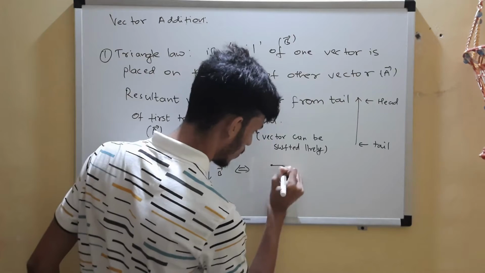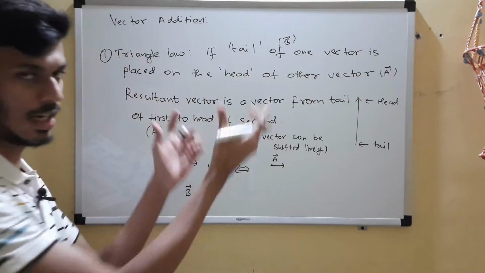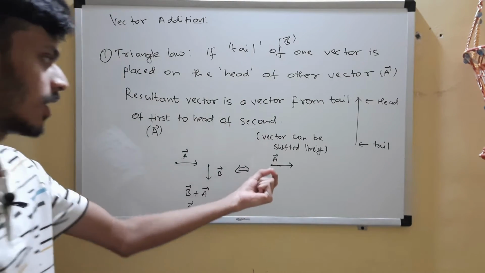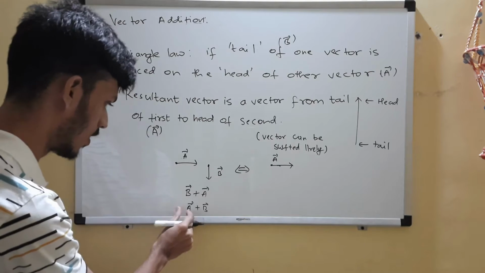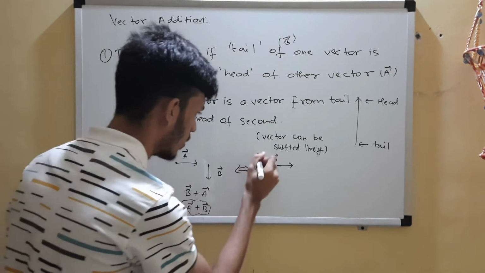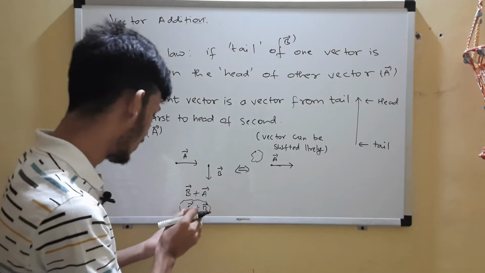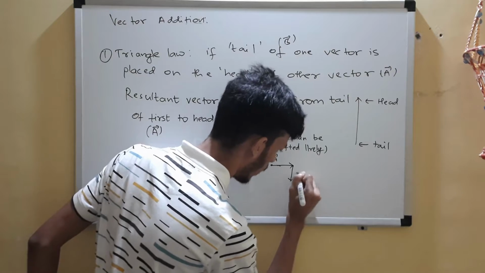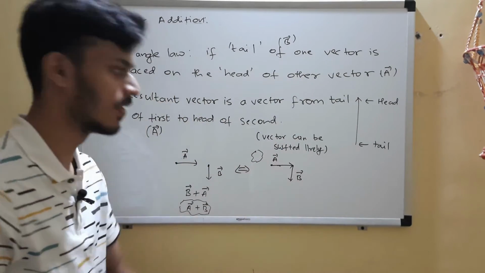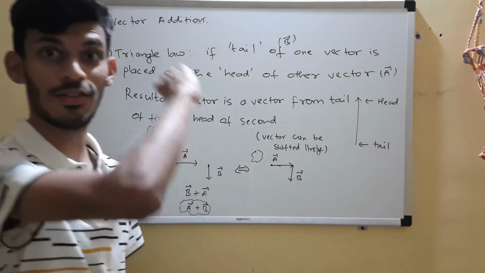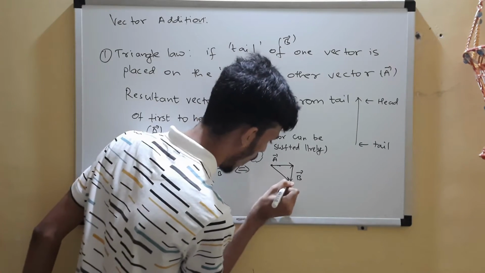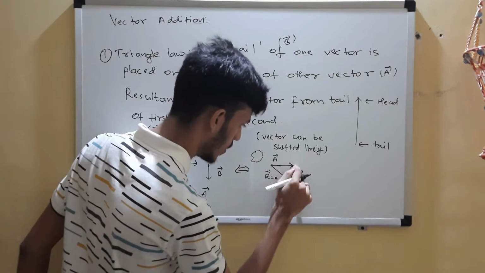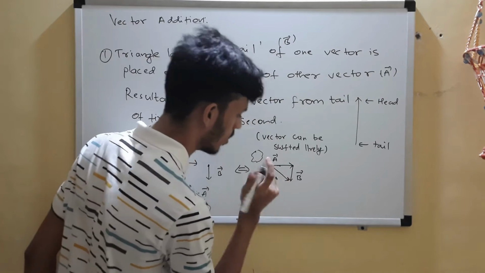We'll do a plus b first. So a we have. Now get the head-tail form. Don't change the length, sir. Head of the first, tail of the second. We are calculating this first, this is the first case. Head of the first, tail of the second. What is the resultant? Tail of the first to the head of the second. Triangle law. Going from here to here and then from here to here is the same as going from here to here.